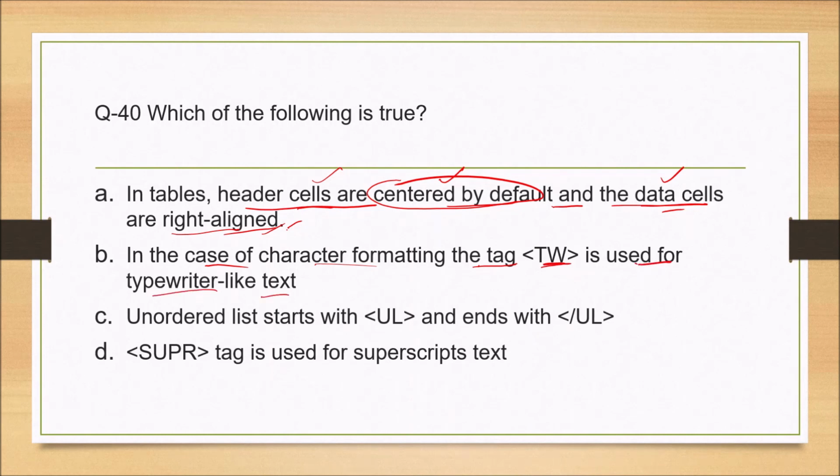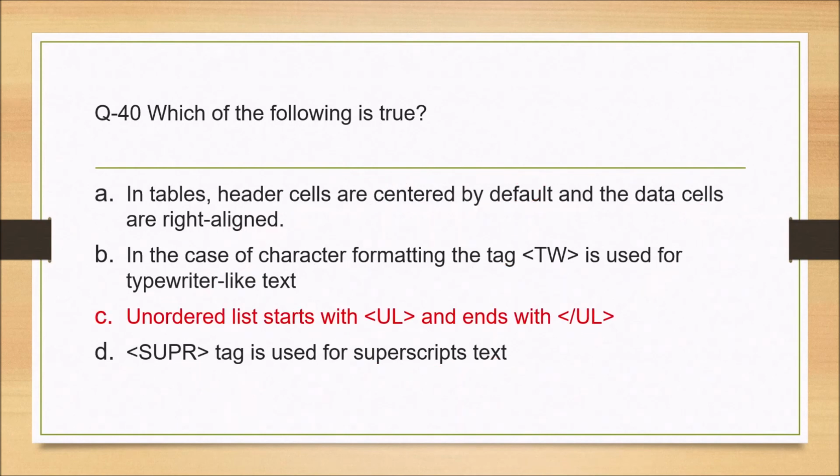So we have seen this thing also, that for typewriter like text we use the TT tag. Next is, unordered list starts with UL and ends with the closing tag of UL. And the next option is SUPR tag is used for superscript text. So we use the SUP tag for superscript, not SUPR. So the correct option is C. So the correct option in this case is unordered list starts with UL and ends with the closing tag of UL. Fine.